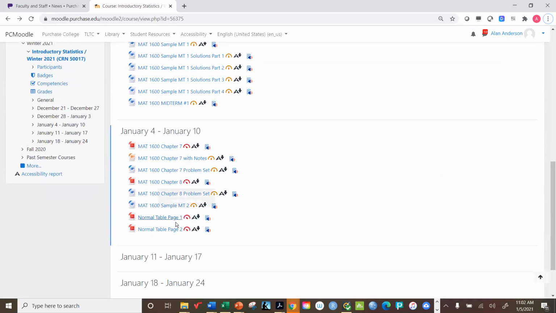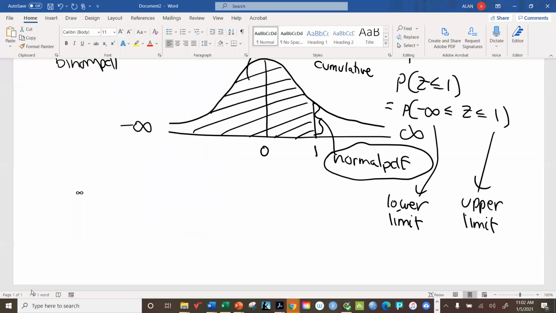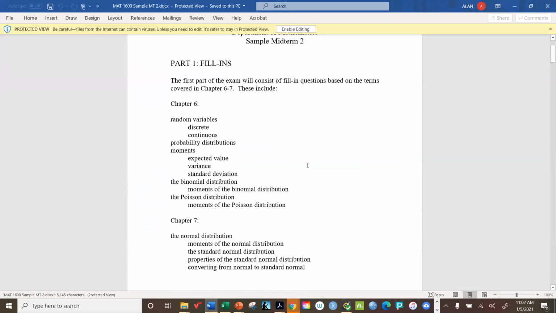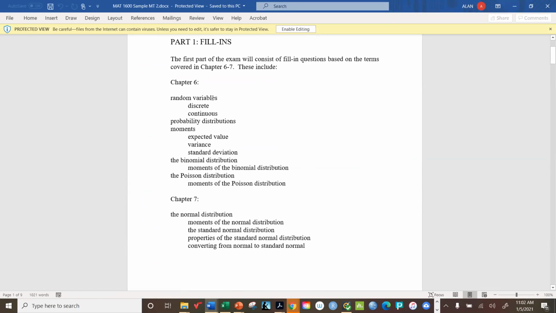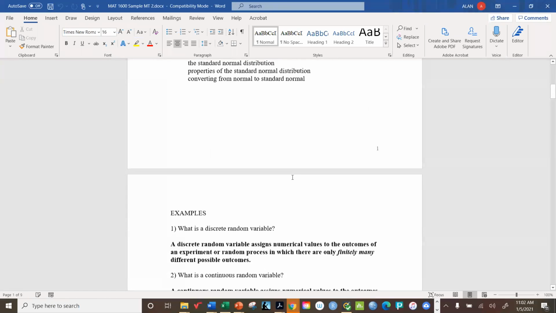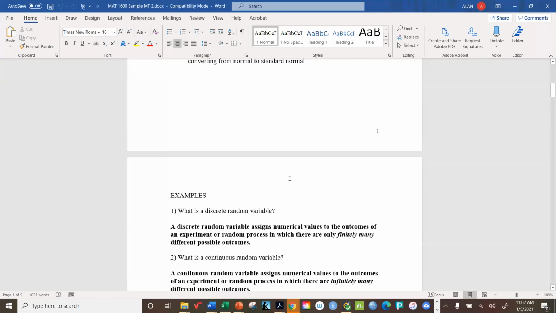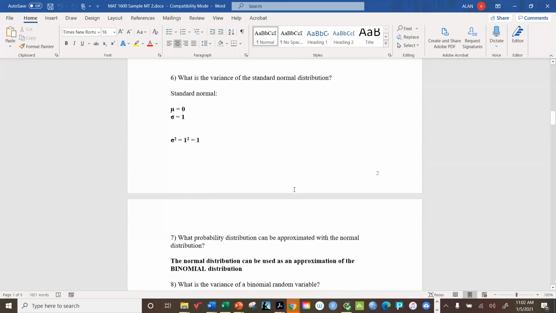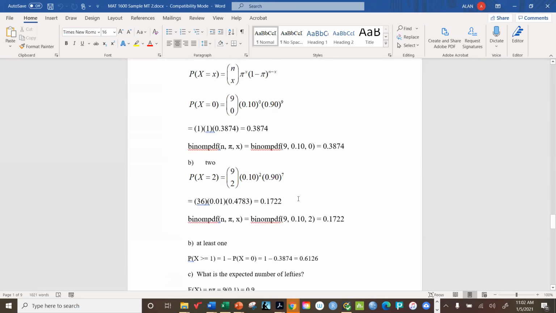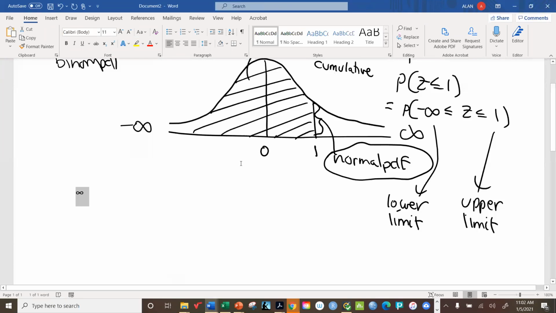It's here. There it is, the second sample midterm. In fact, why don't we open it up real fast and I'll just show you what it's all about. So this is just 6 and 7. And you've got all these wonderful topics that we've been covering. And so, these are the solutions. Oops, we don't want you to see those, but there's fill-ins and there's problems. But it's all based on what we've just been doing.